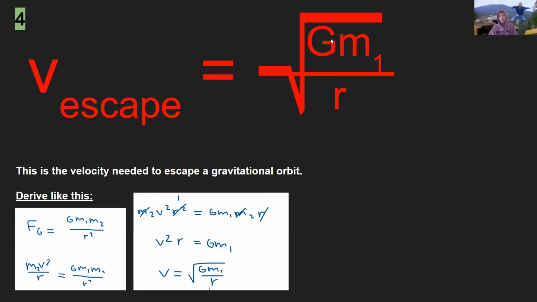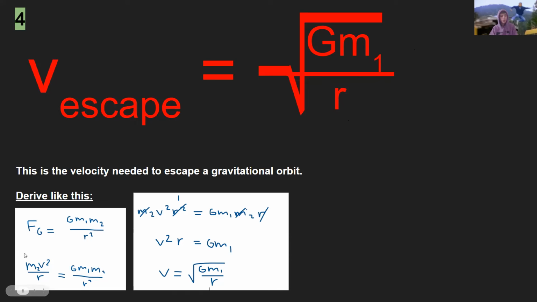It's a constant, the gravitational constant. I think 6.67 times 10 to the negative 11th, times mass 1, the bigger mass, whatever it's orbiting around, divided by radius. And this is how you would derive this, because remember, you have to know how to derive it. You could memorize that if you want, but that's not going to help you for the FRQs.